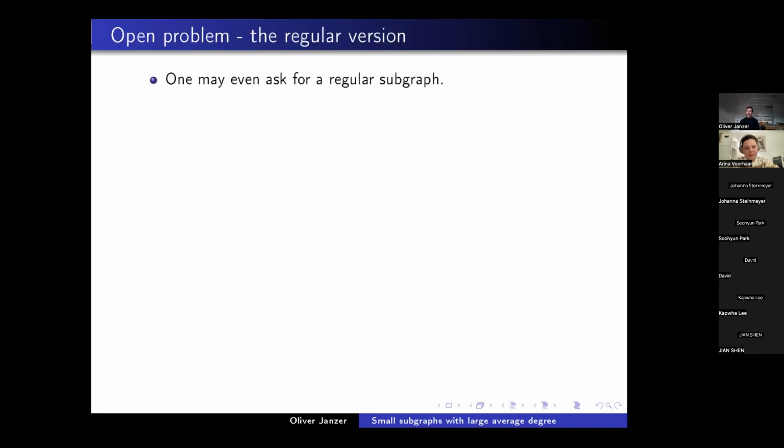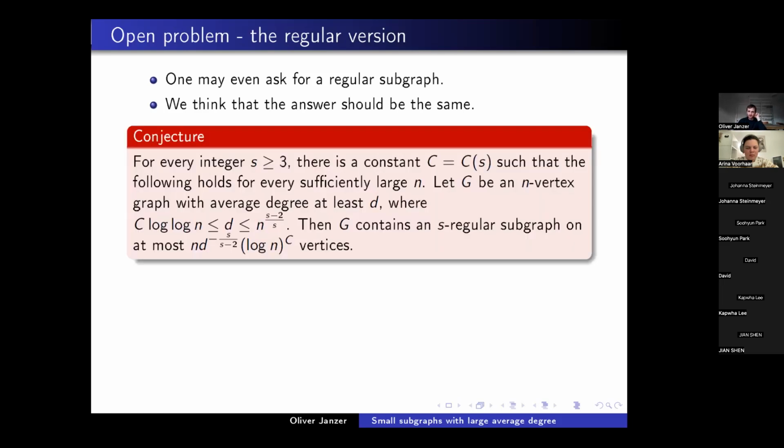And there is even a stronger requirement that one can hope for. One may even ask for a regular subgraph. So not average degree s, not minimum degree s, but an s-regular subgraph. Obviously, s is now an integer. And we still think that the answer should be the same up to one caveat, which I'm about to mention. This is the conjecture.